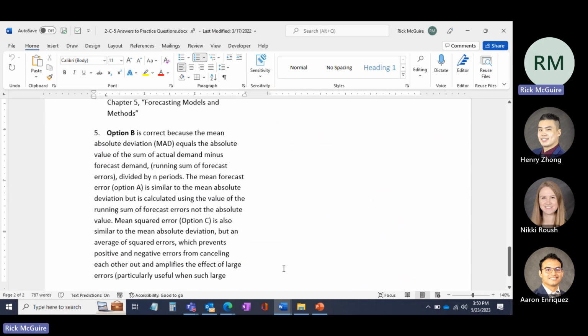And then 5 is B, because the mean absolute deviation equals the sum of the absolute value of actual demand minus the forecasted demand divided by n periods. MAD is the absolute value, whereas the average mean error is just summed up.